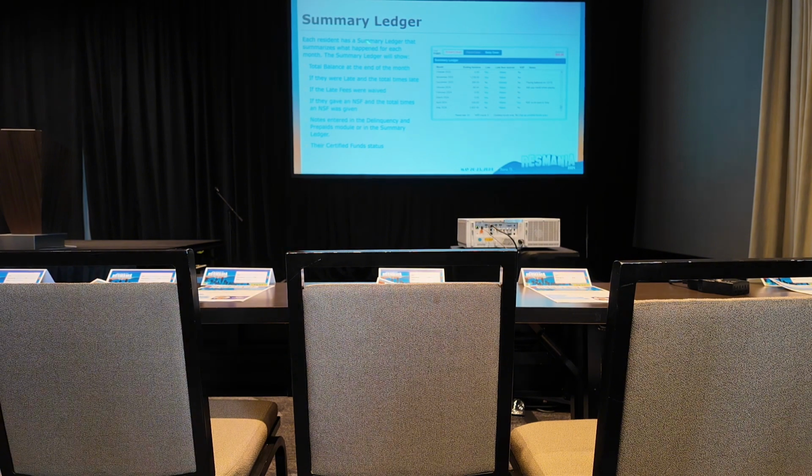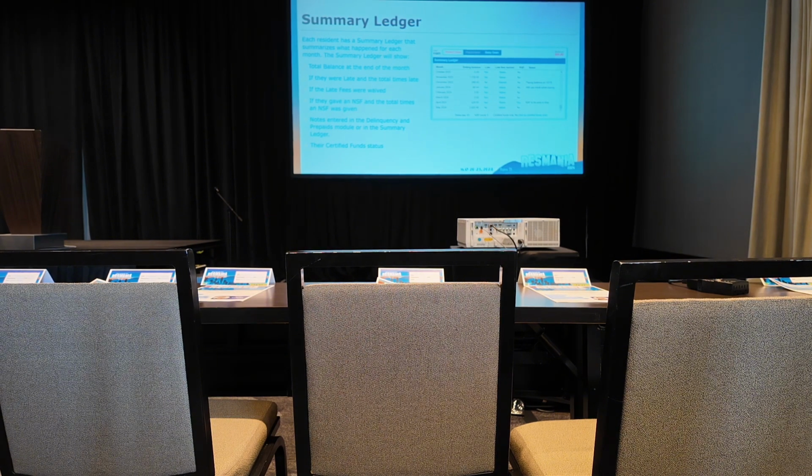So we see here that in the summary ledger, which is a module on your residence records page, you can see the total balance at the end of the month when the period changes, if they were late and the historical number of times late, if the late fees were waived, if they had a non-sufficient from their bank, and any notes that were entered.